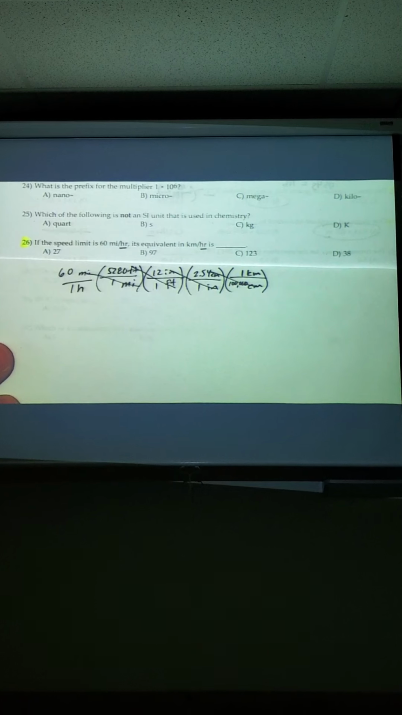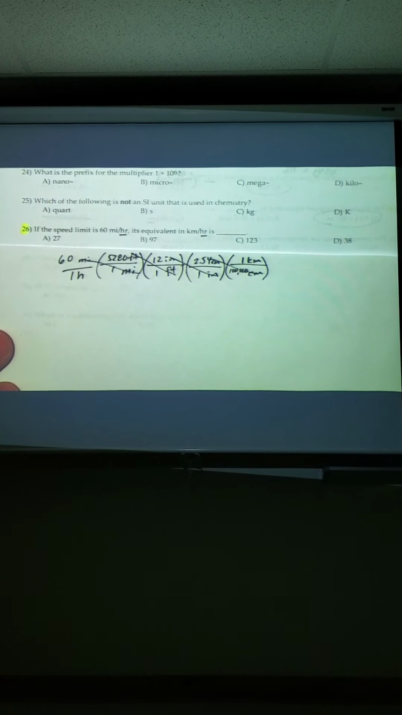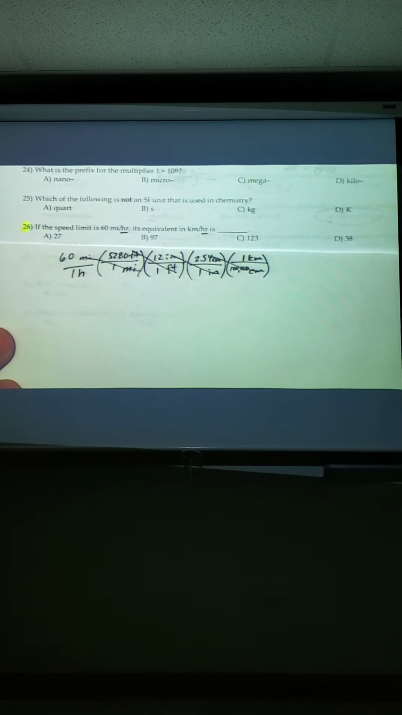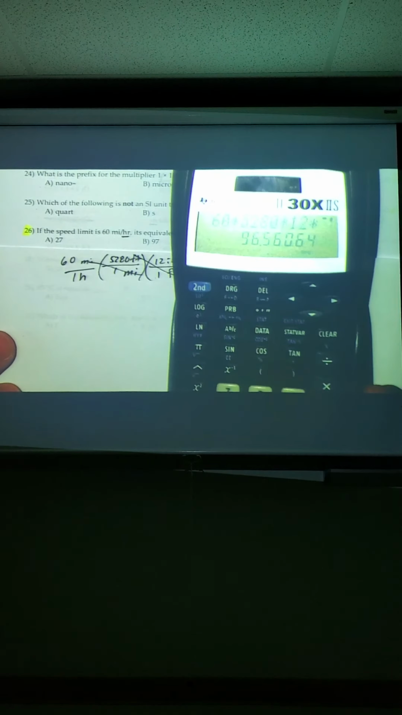So in our calculator then, everything on top is multiplied, everything on bottom is divided. So 60 times 5,280 times 12 times 2.54 and then divided by 100,000. So 96.6 roughly. So 97 is what we want. So if you go to Mexico or Canada, there's a good chance on the speed limit signs you'll see 100 kilometers per hour, because that's pretty close to what we call 60 in the States. Just remember that if you go 100 miles per hour in their country, you're probably going to go to jail and get deported, because that's way too fast.